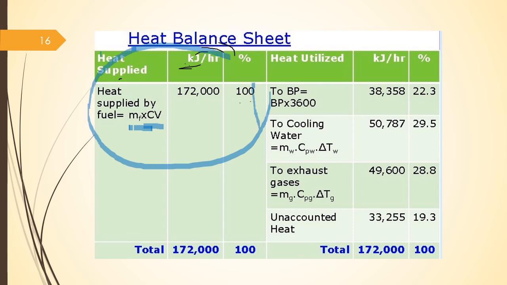Now what is the output part? You can see here the output part, that includes the heat equivalent to brake power, heat carried by the cooling water, heat carried by the exhaust gases, and unaccounted losses. Again, that is in terms of kilojoule per hour and percentage. So you can say input is 100%, output is 100%. We have to draw this kind of heat balance sheet when we want to measure the performance of a petrol engine as well as of a diesel engine.